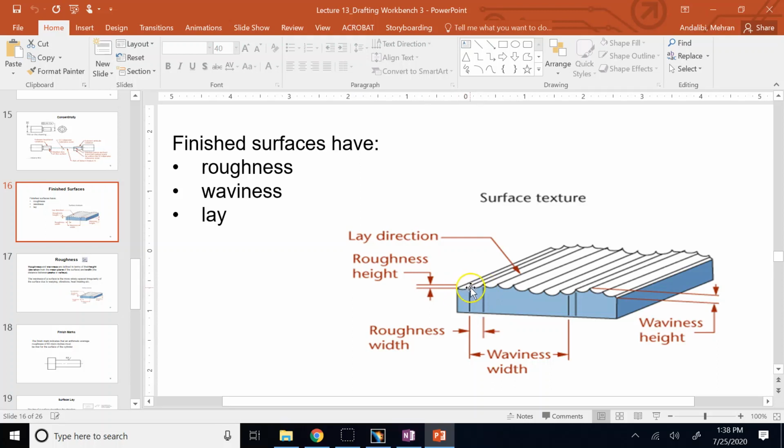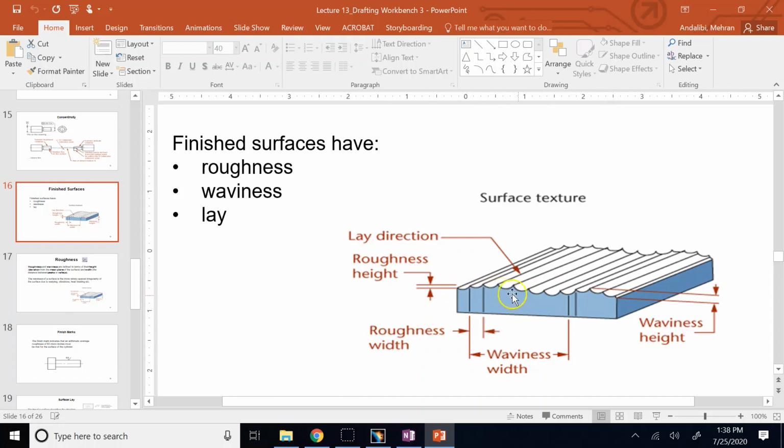So we have roughness height, the height of each peak from the base. Roughness width, the distance between peaks, is like a wavelength, basically. Not a wavelength, actually, the waviness width is like wavelength. So this is the distance between two peaks. And then these ups and downs are not all the same. The height and the width of these peaks are not all the same, especially the height of them. They are not all the same height from the base.